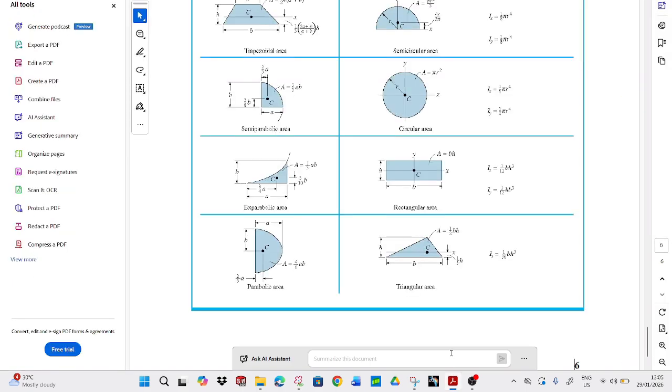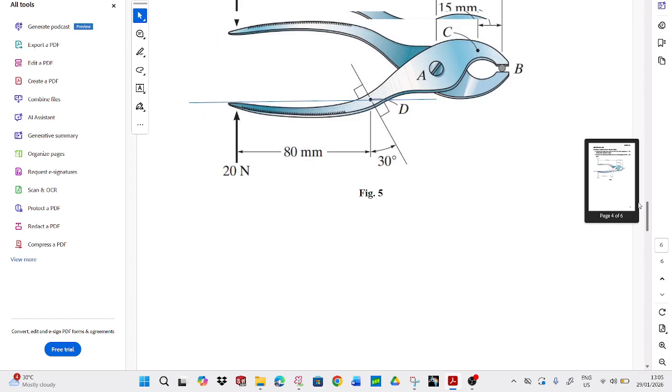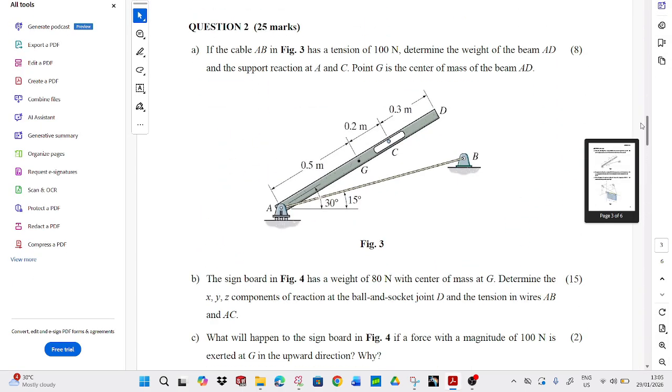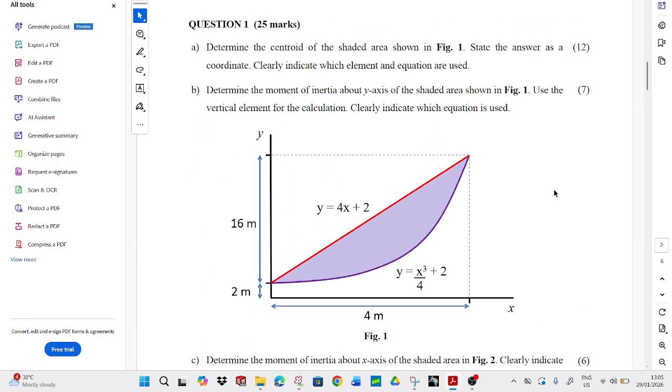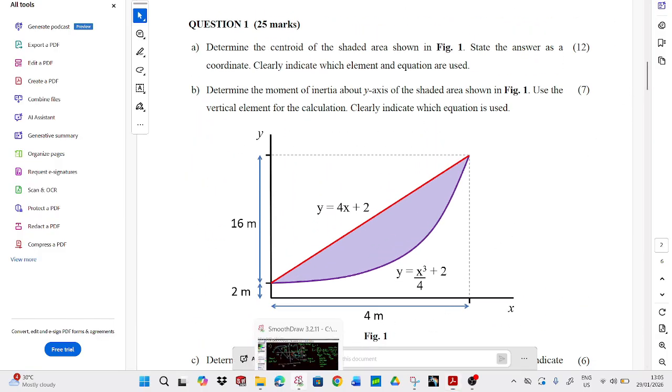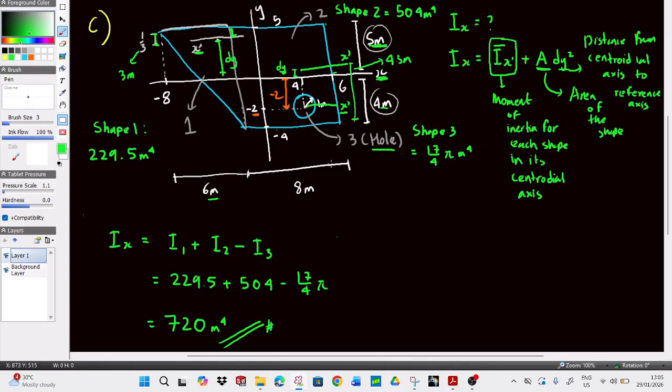Okay, so going back to our question here in tutorial 1, I think that's about it for question 1. I'll be recording for question 2 and question 3 also, and question 4 as well. And yeah, hopefully this is very helpful.